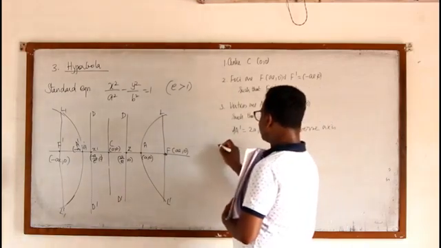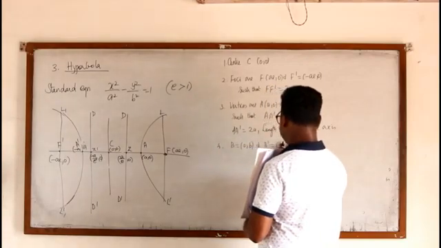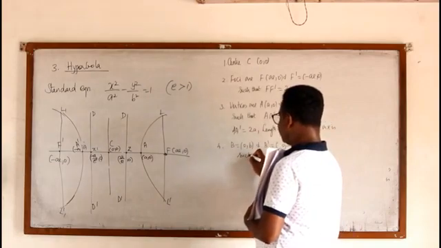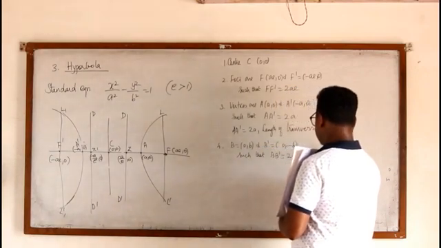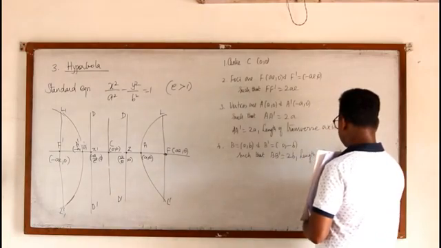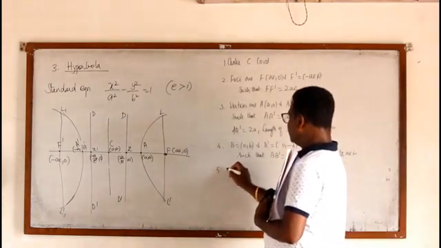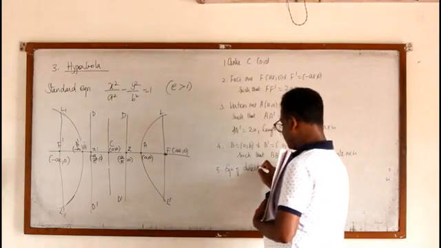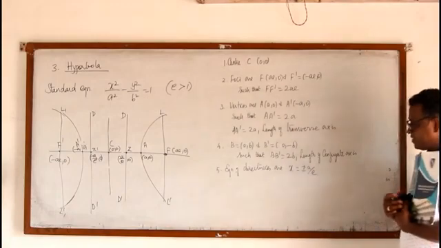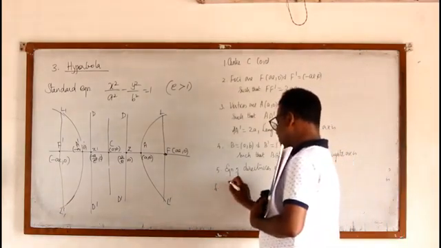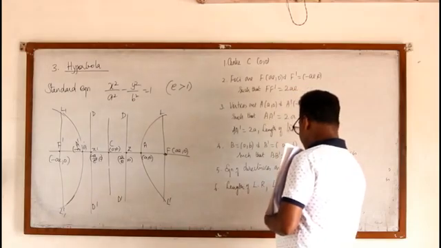Similarly, therefore, automatically we will have B equal to 0 comma b and B dash equal to 0 comma minus b, such that B B dash equal to 2b, called the length of the conjugate axis. It cannot be drawn here. Now, fifth one, the equations of the directrices are x equal to plus or minus a by e, as we had in our ellipse. The same thing for the length of the latus rectum: the length of the latus rectum is L L dash equal to 2b square by a.